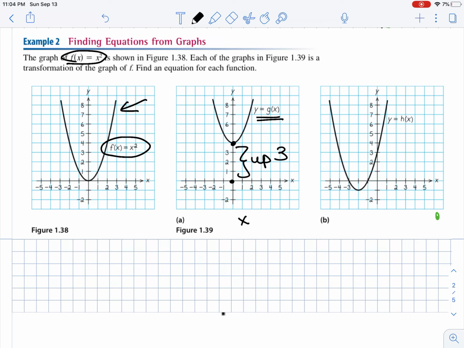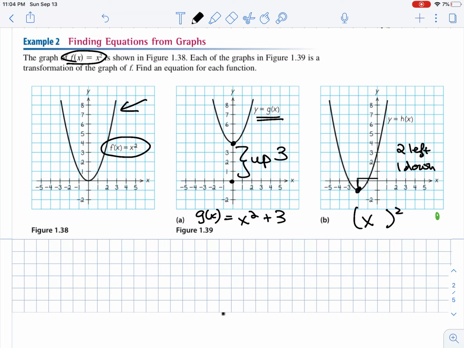So literally all we're going to do is take our x squared and add 3 to it. So g of x equals x squared plus 3. And this one here looks the same, but instead of being at 0, 0, we went 2 to the left and 1 down. So we went 2 to the left and 1 down.